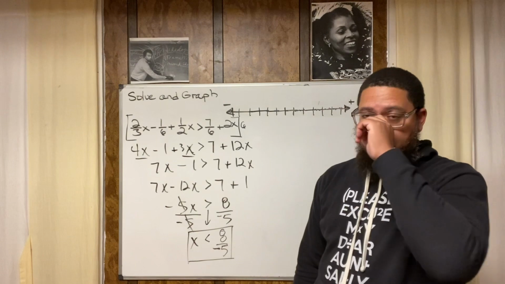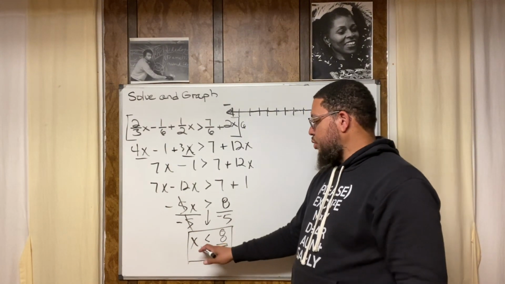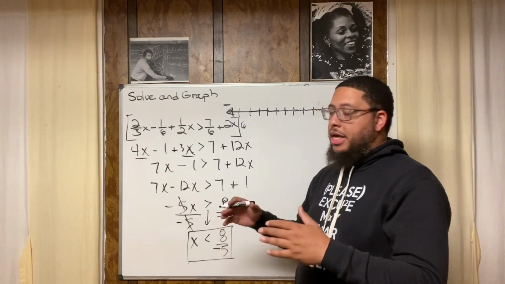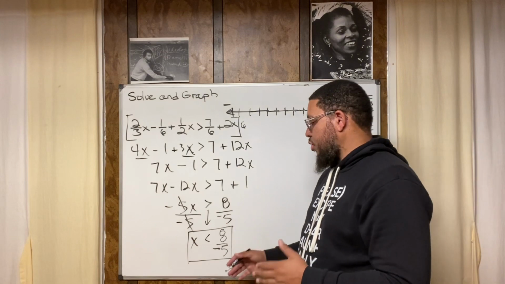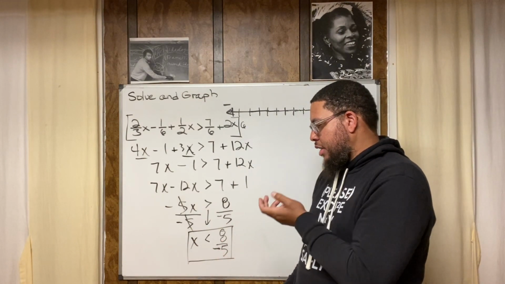All right, so anyway, x is less than 8 over -5. All right? Now, that's the solution. So that means that x is any number that's less than -8/5. Let me convert this into a mixed number, right?